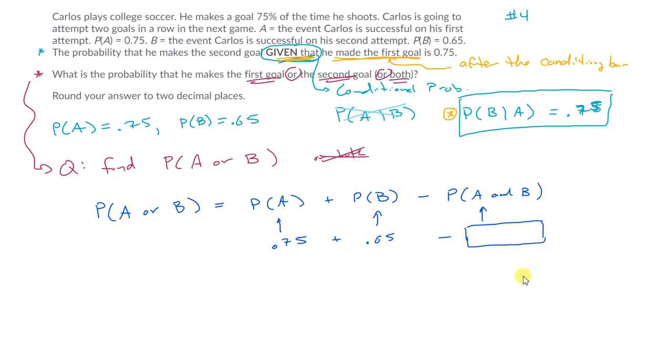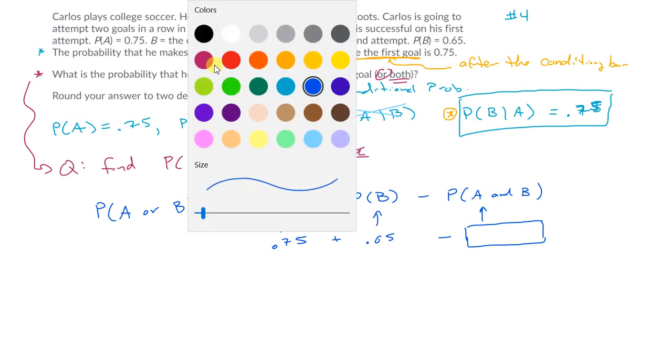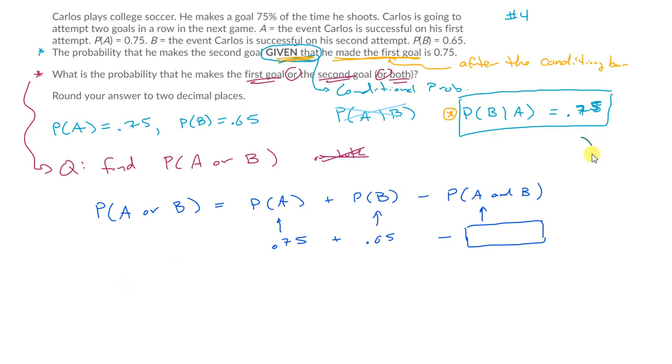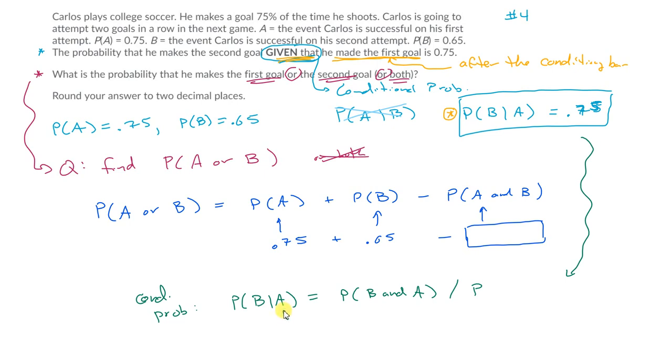How do we build it? We build it the way we built it in the last problem. We can use the conditional probability to figure out the probability of both occurring. What's the conditional probability formula? We're going to utilize this information here. The conditional probability formula says that the probability of B given A is equal to the probability that both occur at the same time, divided by the probability that the event after the conditioning bar occurs. This is the conditioning event.